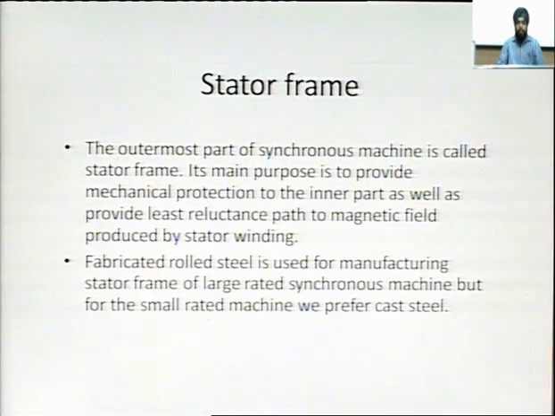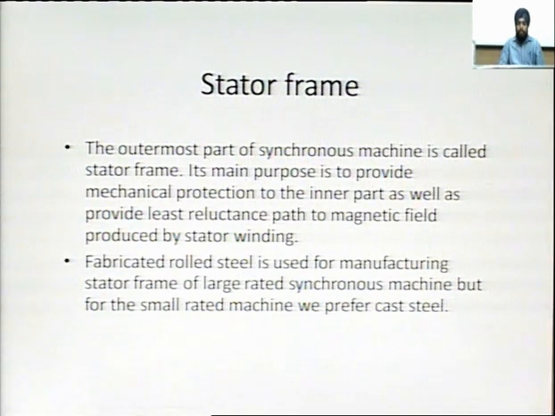Stator frame is made up of fabricated rolled steel. The outermost part of a synchronous machine is called the stator frame. Its main purpose is to provide mechanical protection to the inner part as well as to provide a least reluctance path to the magnetic field produced by the stator winding. The function of the stator frame remains the same as in the case of DC machine and induction machine. So in the synchronous machine, the function of the stator frame is again to provide mechanical protection to the pole core and pole shoes, the inner parts of the machine.